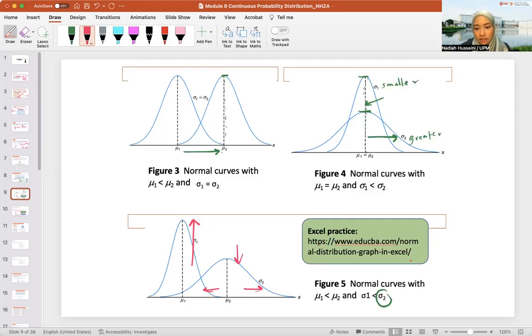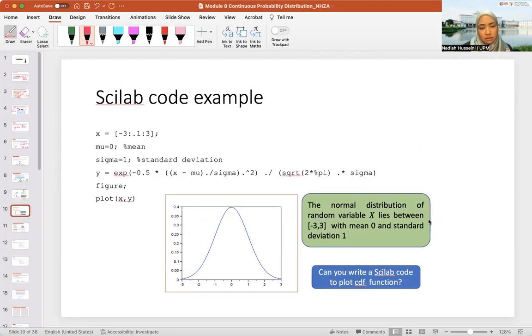Here I have an Excel practice that you can go over on how to plot a normal distribution. We're not going to cover that in class because I'm trying to speed things up a little bit. The previous instructor also taught Scilab. I'm not going to cover that in our class, only Excel and probably MATLAB.